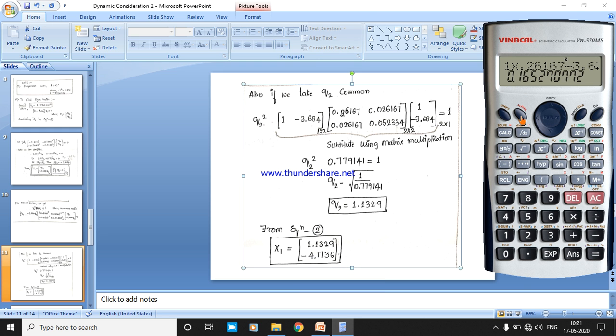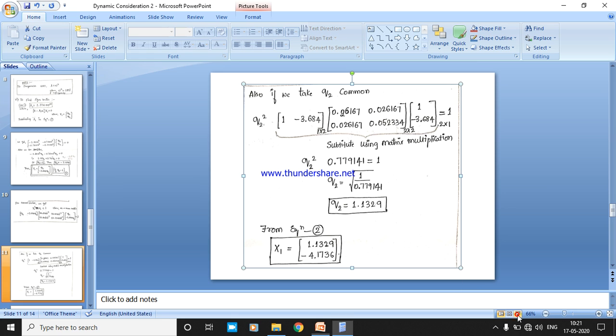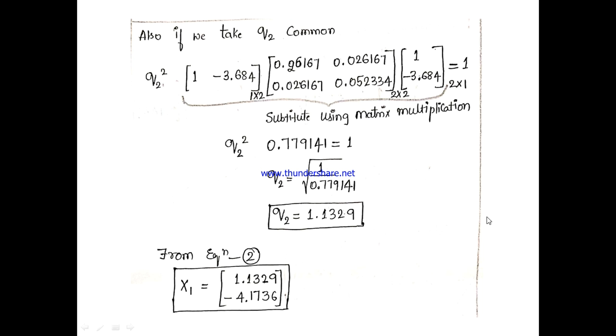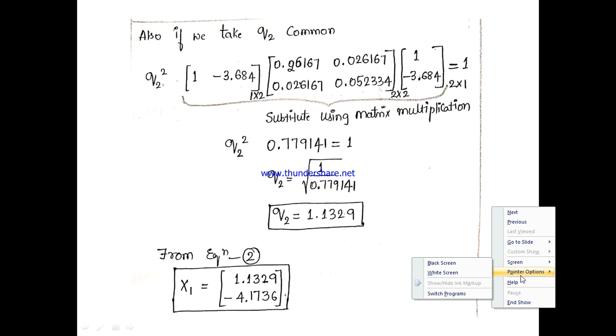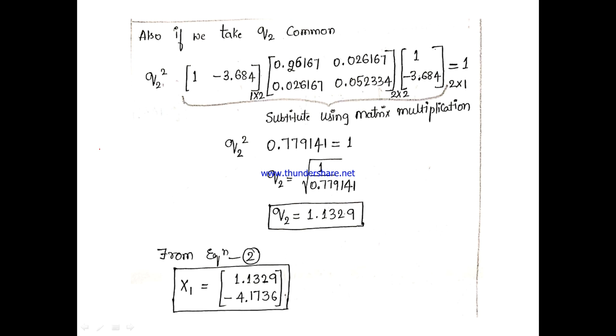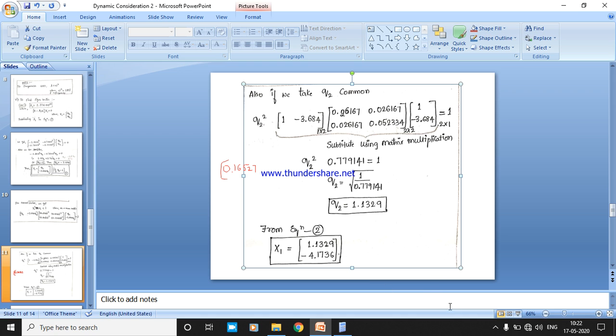I got 0.16527. Let me write it here. I got 0.16527. Okay. Now again what?